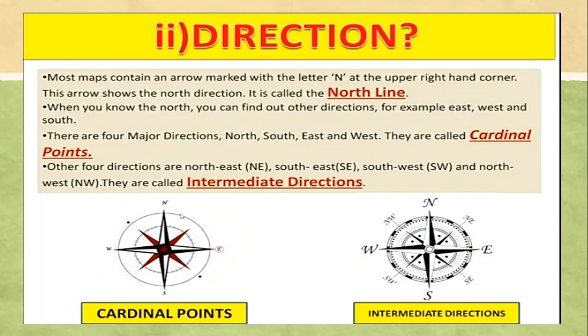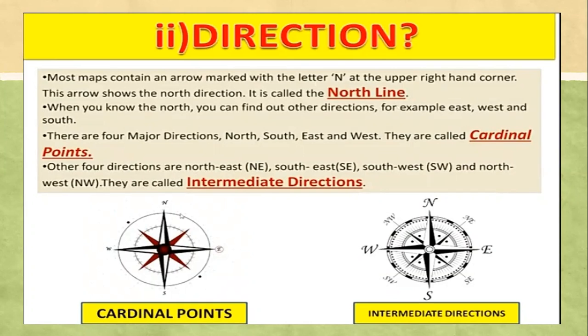Now let us start with direction. What do you mean by direction? Most maps contain an arrow. An arrow may denote the corners. This arrow also shows the north direction. As I told you, at the top edge of the map it shows a north line. When you know the north, you can find the other directions, for example east, west and south.